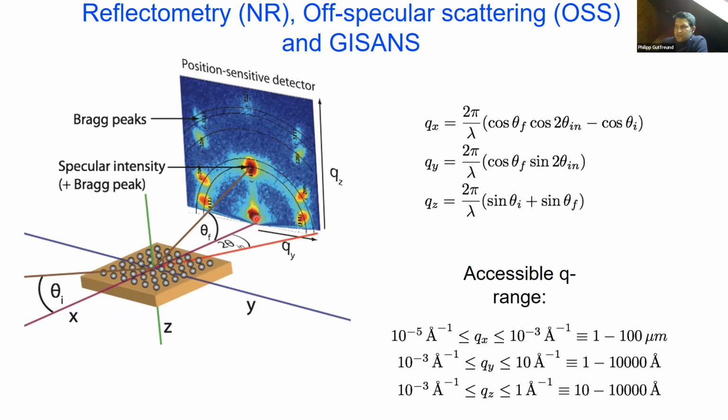Then if you relax this condition to have the outgoing angle not necessarily equal to the incoming one, we probe the scattering along this line on the detector, which then also incorporates a little component along the X direction. So we also probe in-plane structures, but due to the grazing incidence geometry, the momentum transfer is much smaller, and we probe larger structures in the micrometer range for this off-specular scattering. And then if we take advantage of the full 2D detector image, then we also probe the so-called GISANS direction in Y, within-plane structures in the Y direction, which are again in the nanometer range.